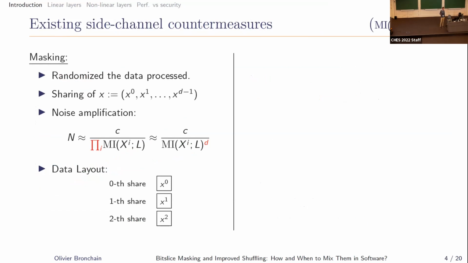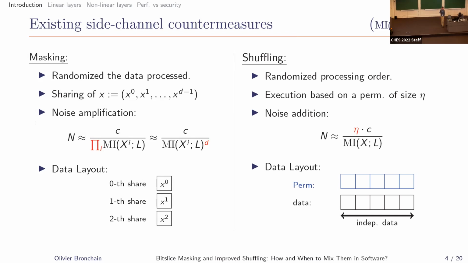In side channel analysis, usually we have two big families of countermeasures. The first one is masking, where you randomize the data you process and split it into D shares. If you do that, you have a kind of noise amplification effect where the security you have in the end is the mutual information of the share set to the power D. And because mutual information is smaller than one, since there is some noise in your implementation, you get an exponential increase in security with the number of shares. In this presentation, we will lay out the shares on the columns. Another family of countermeasures is shuffling, where instead of randomizing the data, you randomize the order in which you process the data. To do that, essentially, you draw a permutation, and then all your execution flow will depend on that given permutation.